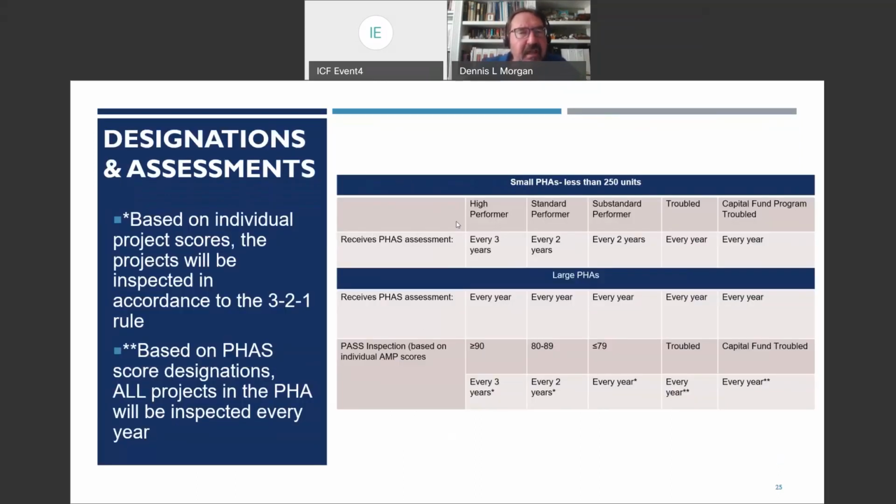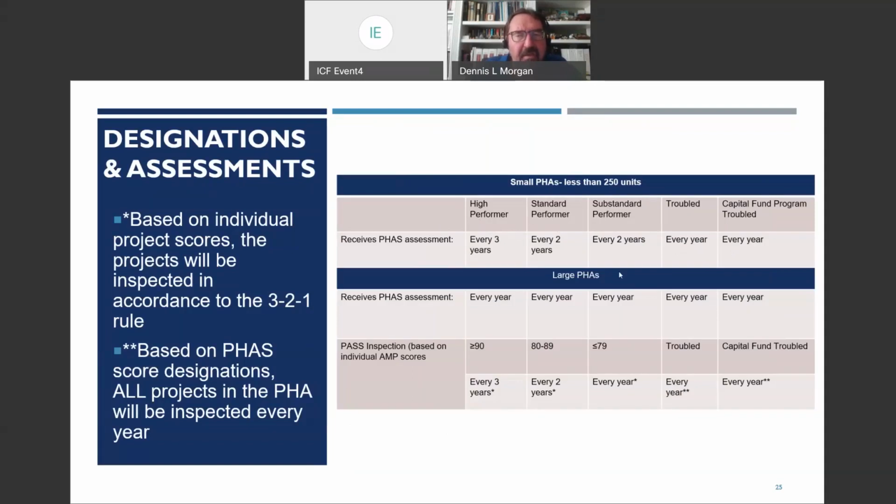In terms of your designation, if you're a small PHA and you get designated as a high performer, meaning I have less than 250 units, then you're going to receive a FASS assessment every 3 years. If I'm a standard performer or substandard performer, every 2 years. If I get labeled troubled, I'm going to have my FASS score looked at every year. If I get cap troubled, every year.